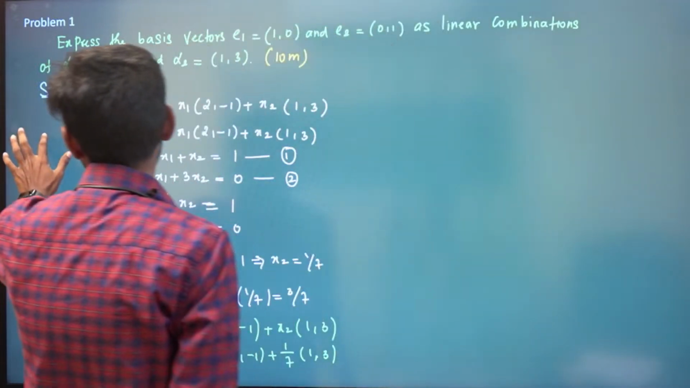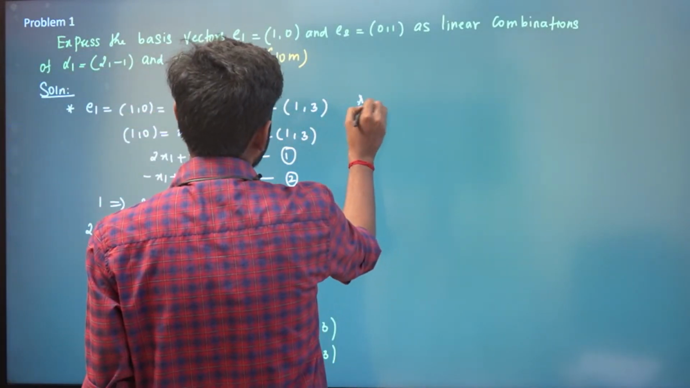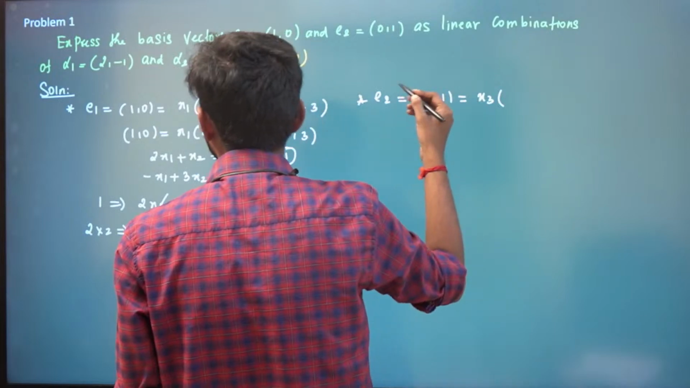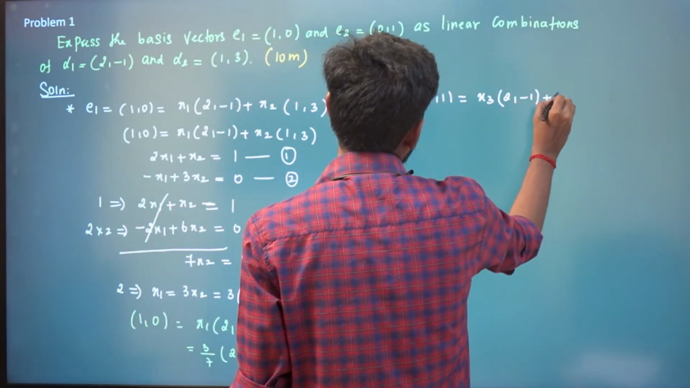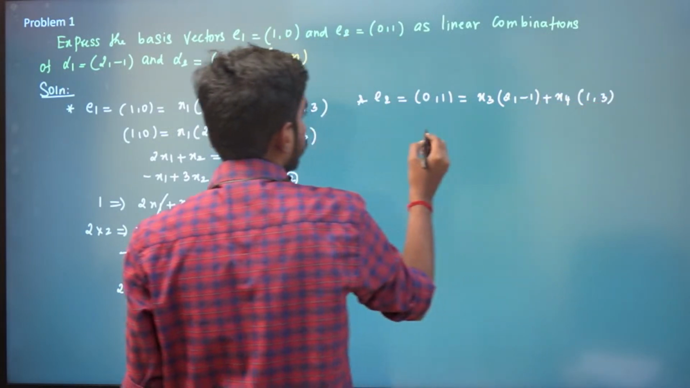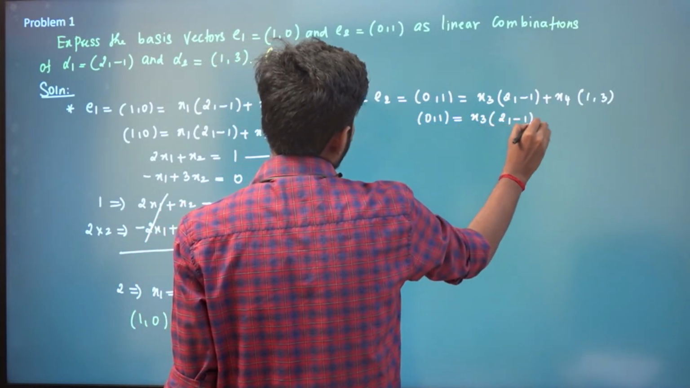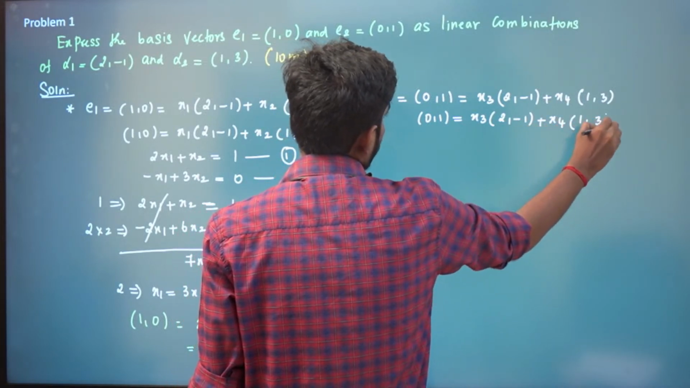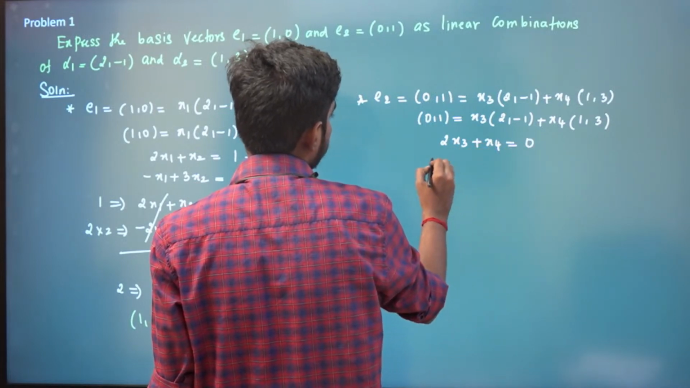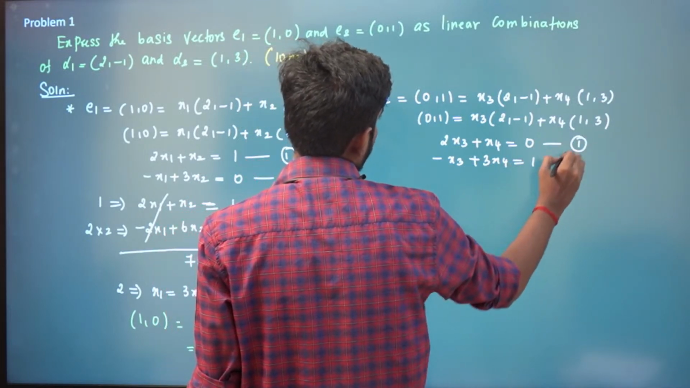Now similarly, you have to express e2 as a linear combination of alpha 1 and alpha 2. What is e2? (0, 1) as a linear combination of, let us say, some x3 times (2, -1) plus x4 times (1, 3). Now we have to find x3 and x4. So we have (0, 1) equal to x3 times (2, -1) plus x4 times (1, 3). So we have 2x3 plus x4 is equal to 0, and minus x3 plus 3x4 is equal to 1. Call these 1 and 2.